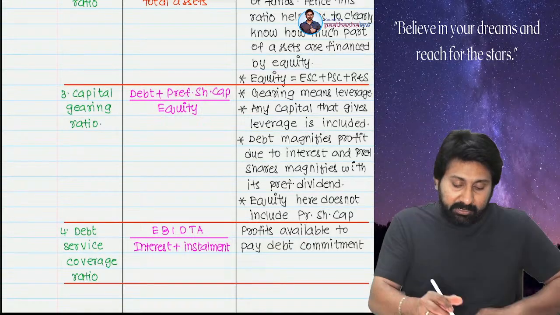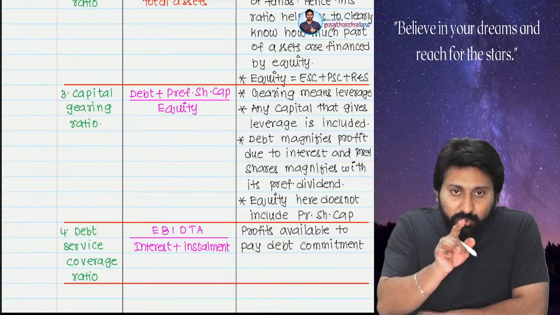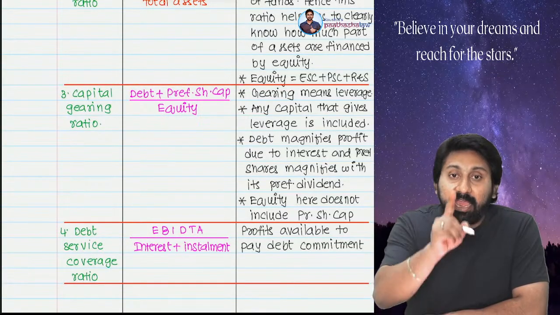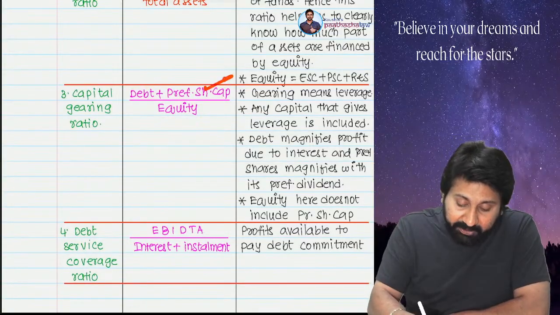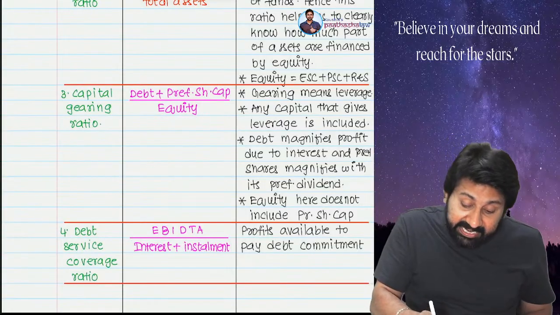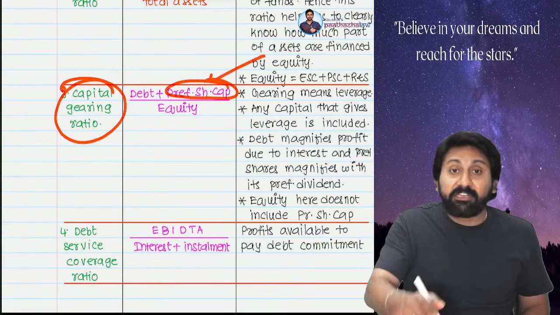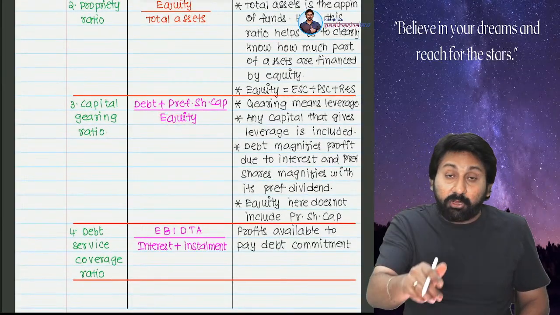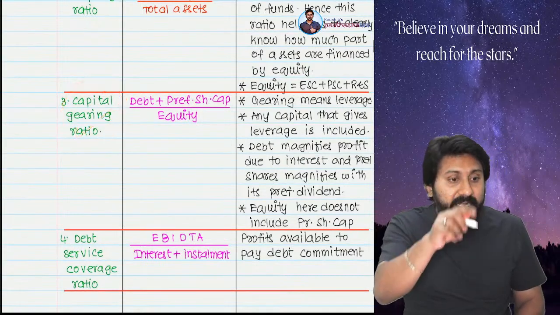When I say debt plus preference share capital, they mean these are all fixed committed capitals. I have a responsibility and an obligation to pay back debt after time. Preference share capital also after time, divided by equity. In this calculation, preference is also treated as a debt. Therefore, in equity, preference share capital will not come, only in this formula. That's why this question became important in exam.